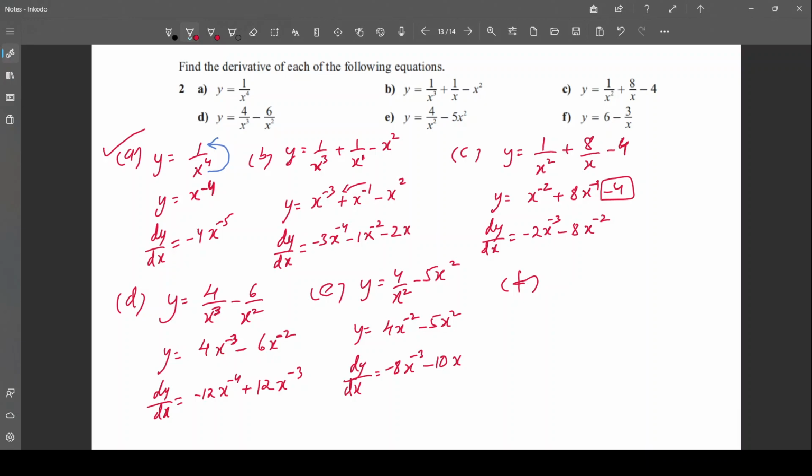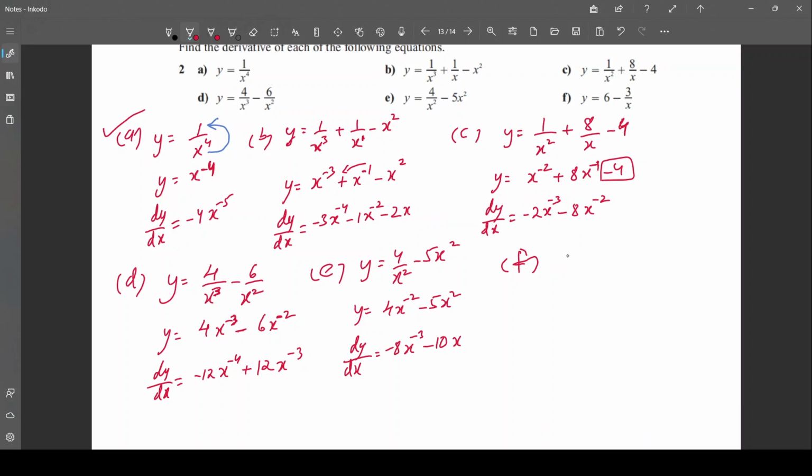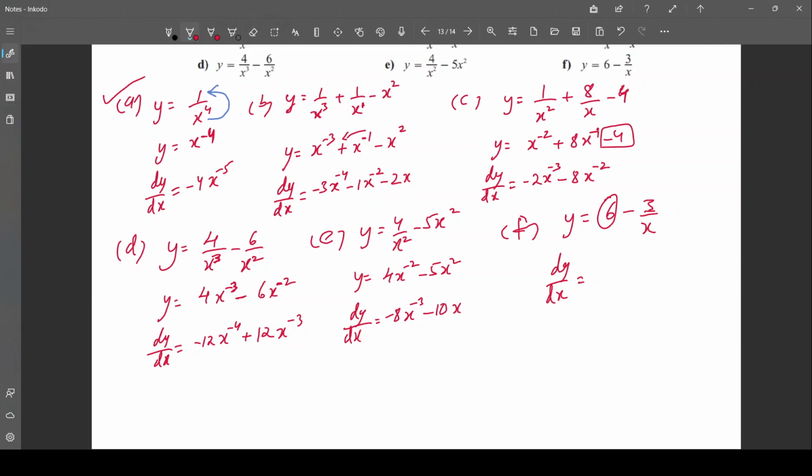Let's do the last question for this video, and this is the function 6 minus 3 by x. If I differentiate with respect to x, this 6 is a constant, right? We don't have to solve this, because differentiation of any constant, any number, is 0, so we don't have to write that. We just have to differentiate this 3 by x.